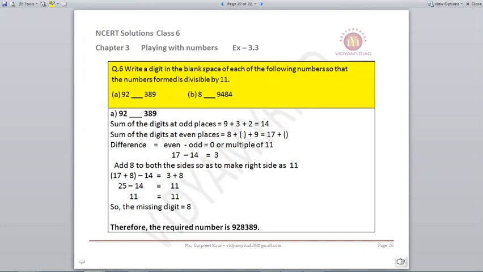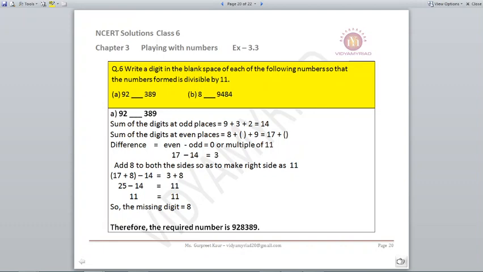Next, write a digit in the blank space of each of the following numbers so that the number formed is divisible by 11. Now what is the criteria for 11? You need to add the digits at odd places and at even places and find their difference, such that it is 0 or it is divisible by 11.